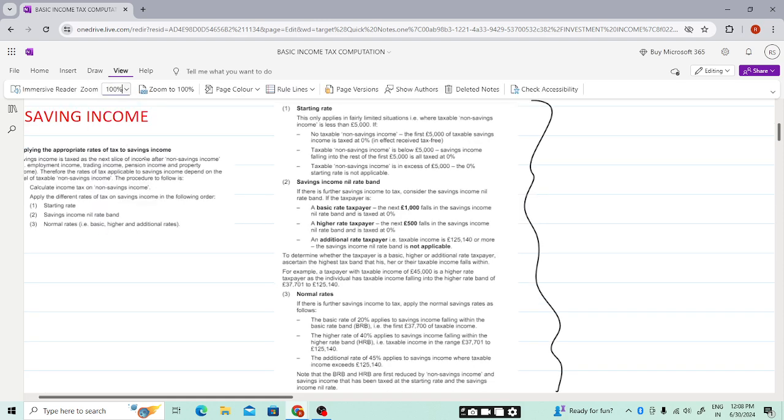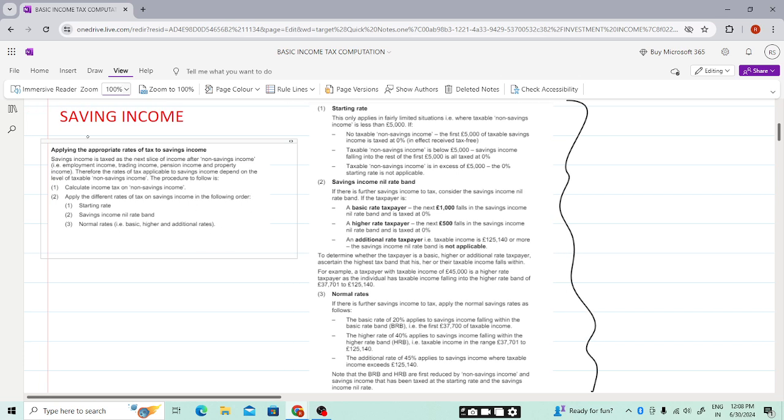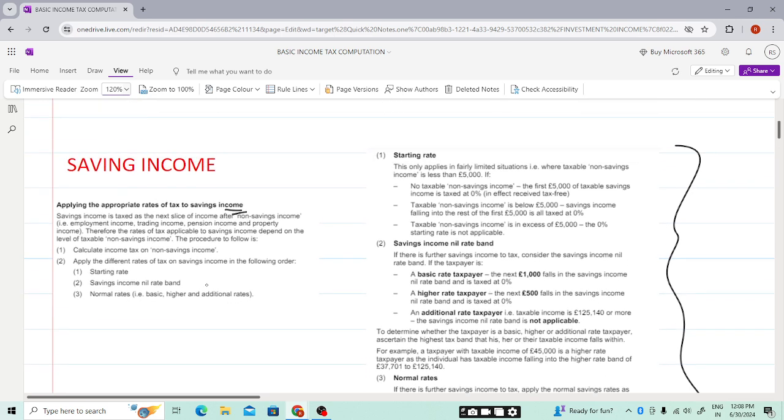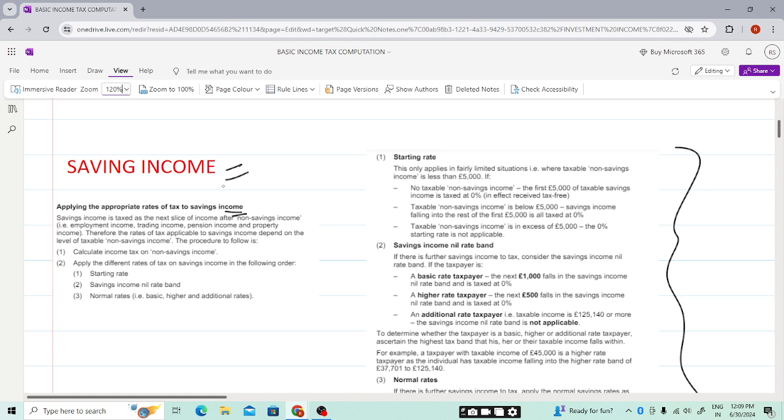Apply the appropriate rates of tax to savings. What will be our approach to calculate the tax for the savings income? As I told, we will follow this order. First, the special rule, that is the starting rate of 5,000 pounds. If the savings income lies within the first 5,000 of the taxable income, zero tax, but the 5,000 will reduce the basic rate limit, that is 37,700.